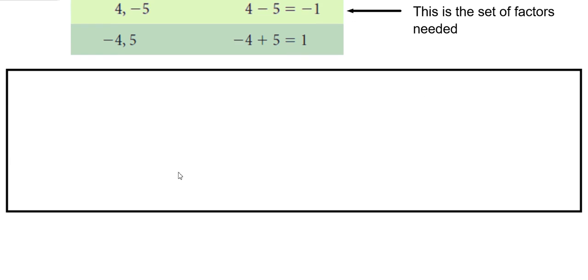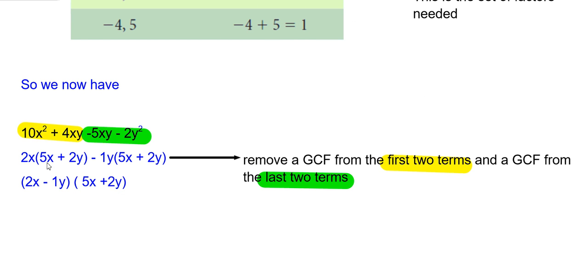When I'm using a set of factors using decomp, we now place them so we have 4 terms. We've turned our trinomial into a polynomial with 4 terms. So it's going to read 10x squared plus 4xy minus 5xy minus 2y squared. I'm then going to remove a GCF from the first 2 terms and a GCF from the last 2 terms. So my GCF in my first 2 terms is going to be 2x because both of them have an x and both are divisible by 2. What I'm left with when I pull out a 2x from both of those terms is 5x plus 2y.